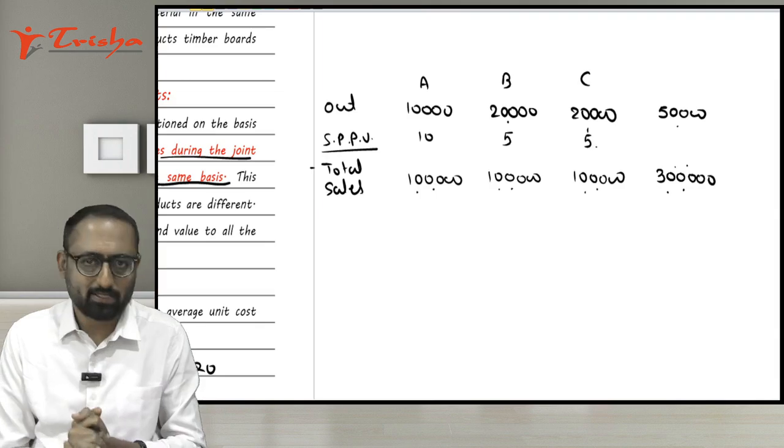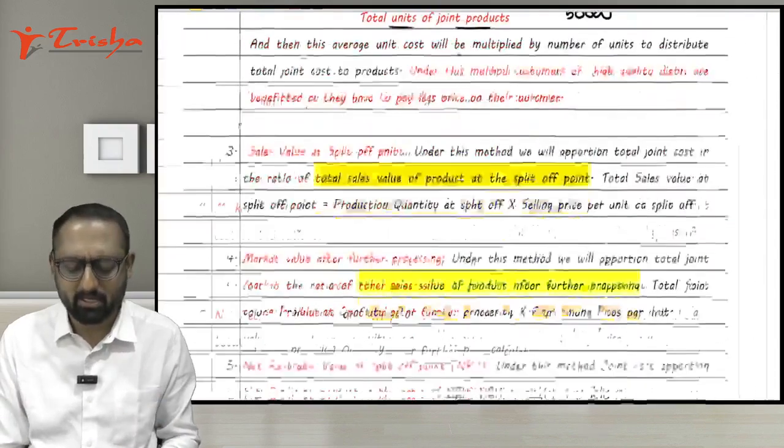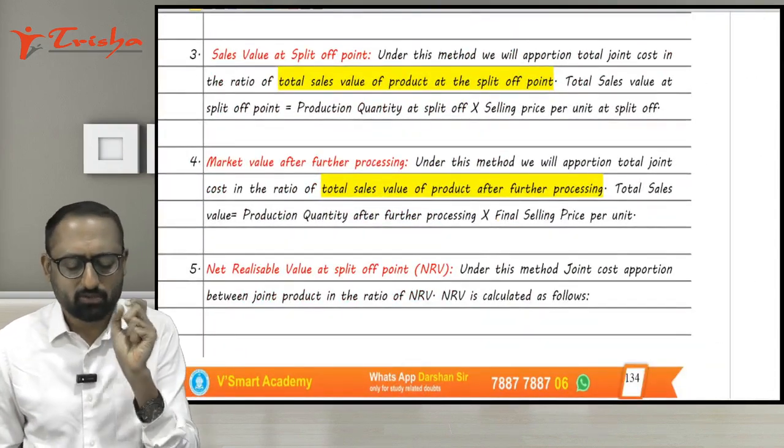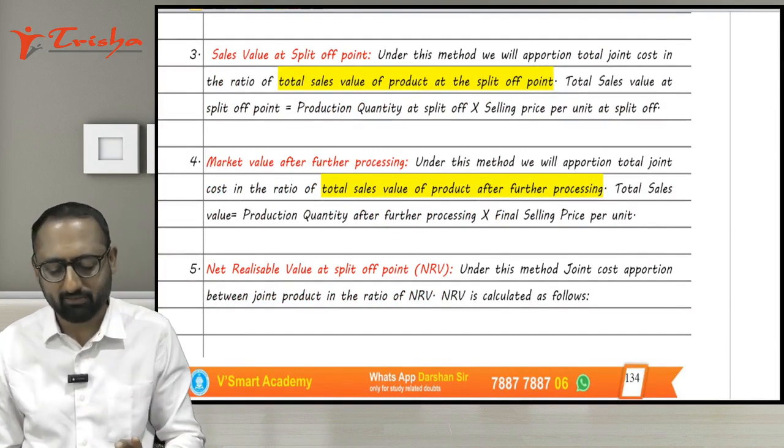Okay, so this is the sales value at split off method. A very simple method, as its name suggests. Joint cost will be allocated on the basis of sales value at the split off. But remember, it is the total sales value and not the per unit sales value.